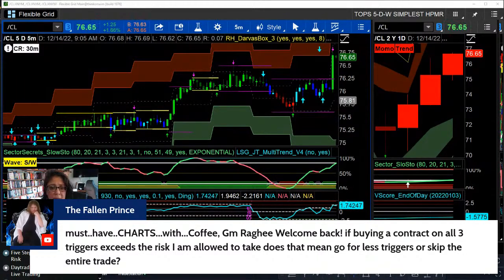I don't believe the entire trade has to be skipped. Perhaps the aggro trigger entry, perhaps the moderate trigger entry. And so choose which one or two of the three would work, and then continue on with the trade, right? Pick some triggers and carry on.